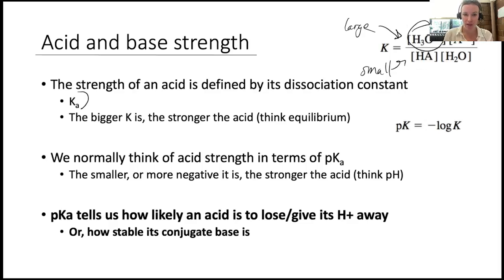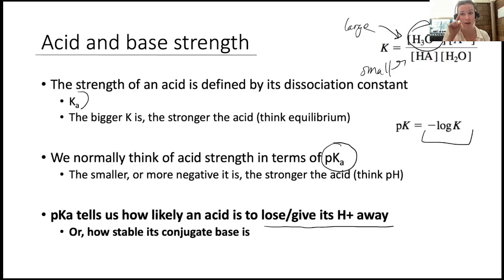Now, we don't normally think about Ka a lot. We normally think about pKa. Why? Well, probably because it's so similar to pH. They use the same scale, so it's easier to think about. So pKa is the negative log of Ka. So the smaller the pKa, the stronger the acid. The smaller the pKa, the more likely it will be to donate its proton. So to wrap up, folks, pKa tells us how likely an acid is to lose or give its proton.